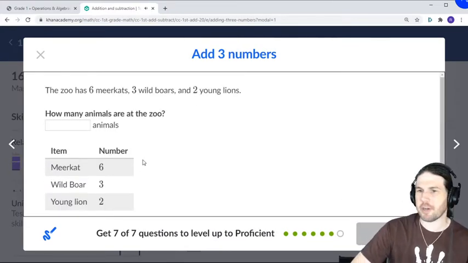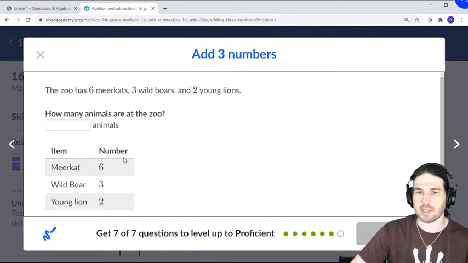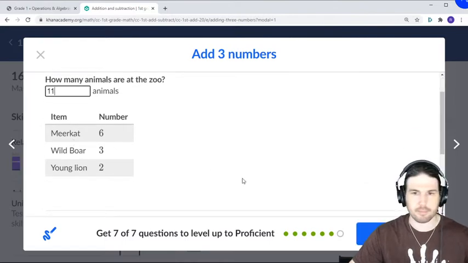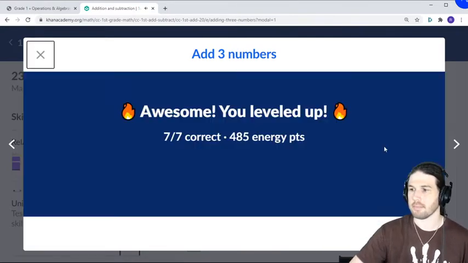The zoo has 6 meerkats, 3 wild boars, and 2 young lions. There are 6 plus 3 is 9 plus 2 is 11 total animals. And that's that.